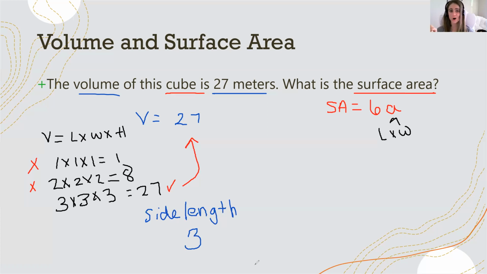Now that we know that, can we find our surface area? We can, because that's all we needed. We needed to know our side length. We needed to know that length times width. All right. Oop, I should make my color match here. Sorry about that.